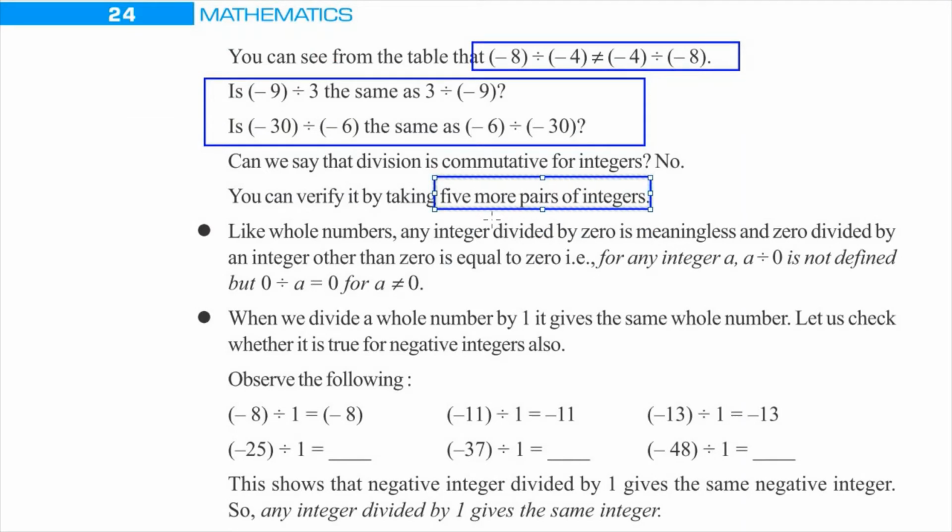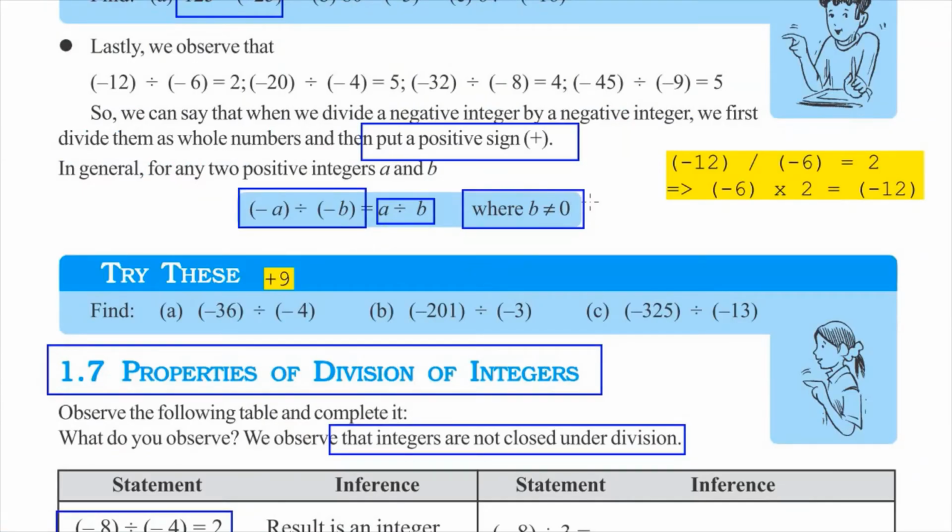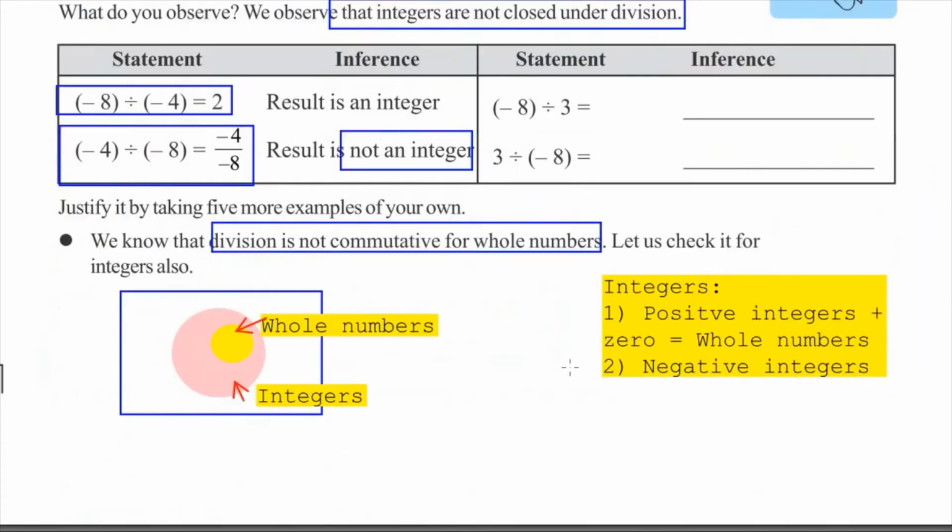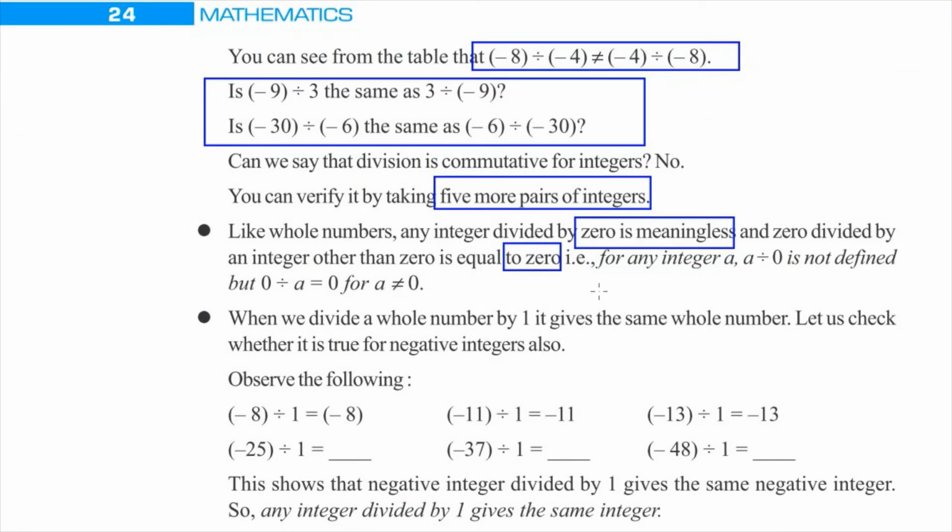Like whole numbers, any integer divided by 0 is meaningless, and 0 divided by any integer other than 0 is equal to 0. We used to see this property where whenever we are generalizing anything, we always have to say where b not equal to 0, I mean where the divisor is not equal to 0. So this is the dividend, this is the divisor, and this is the quotient. We cannot have the divisor to be equal to 0. So for any integer, division by 0 is meaningless.